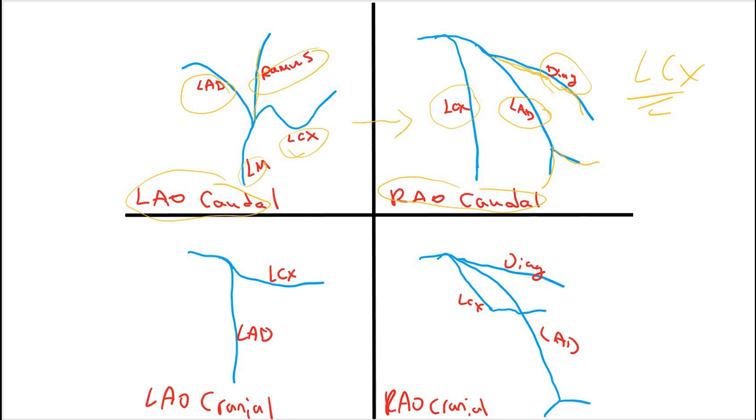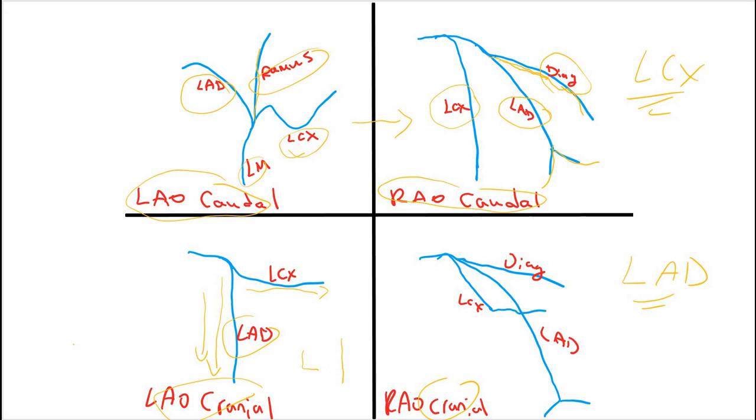Next, I want to talk about the cranial views. And reminder, cranial views focus on the LAD artery. So in LAO cranial, you have the LAD coming straight down like this, and then the left circumflex is on top most of the time. The way I remember this is that in the LAO cranial view, you have the L, so L goes straight down, and therefore the LAD also goes straight down.